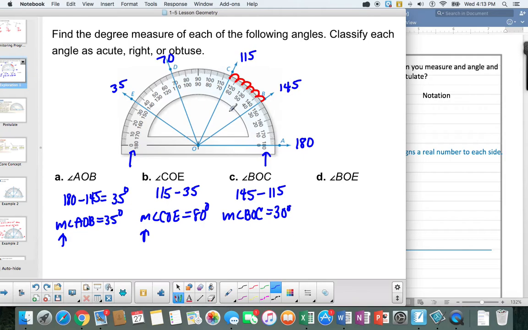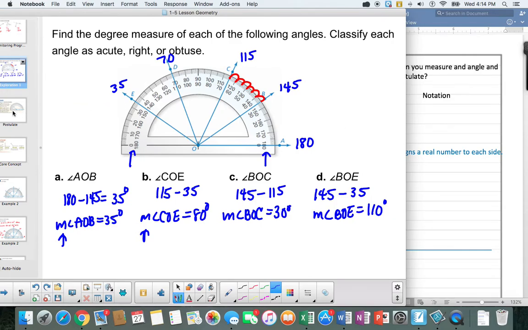Okay, B, O, E. Okay, B is 145, and this side is associated with 35. So the measure of angle BOE is equal to 110. And again, if you don't want to subtract these two numbers, you can go by intervals of 5 or 10 and figure out the answer as well.